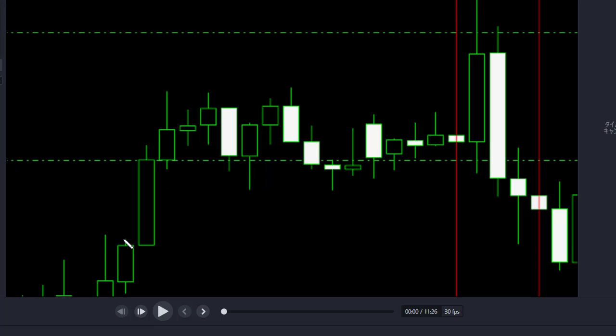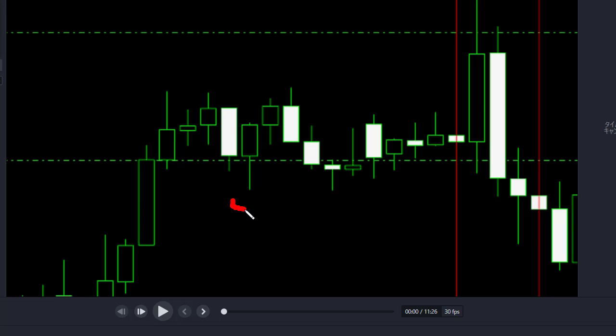Here's also shadow harami. This candlestick's upper shadow, the previous candlestick's upper shadow inside. This is shadow harami. And here is a different pattern. What do you think? What is this pattern? This is called body harami. This candlestick body, previous candlestick high to low inside. Lower shadow, previous candlestick low, lower. So this is called body harami.